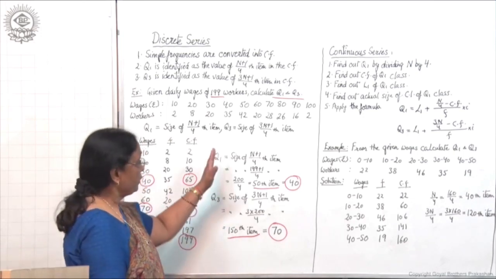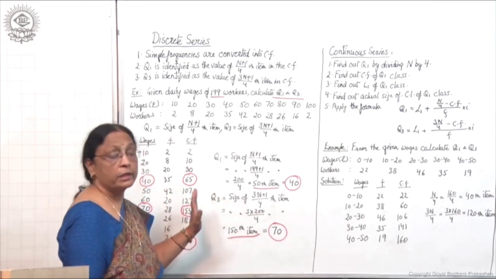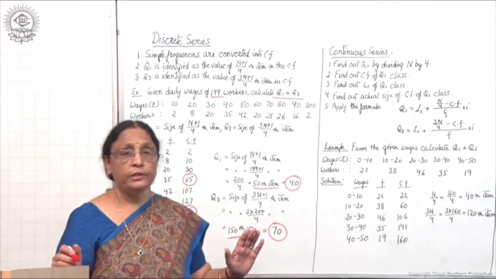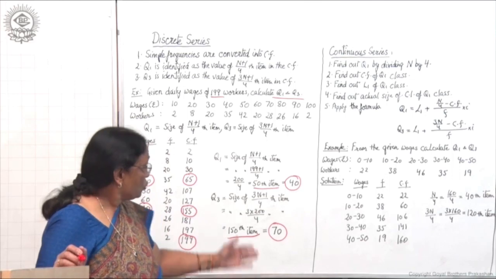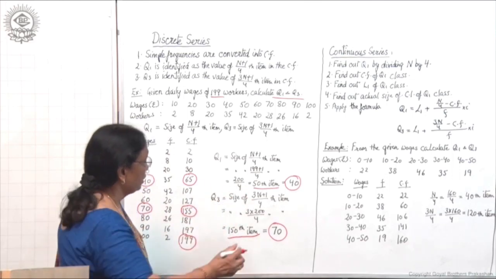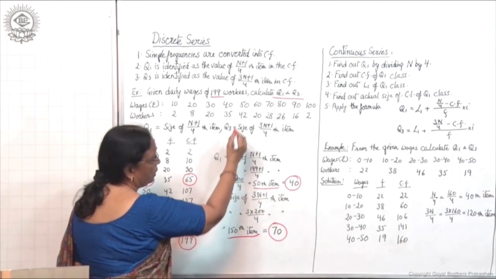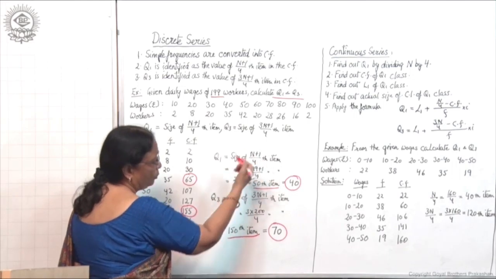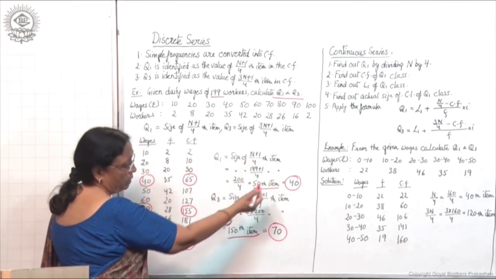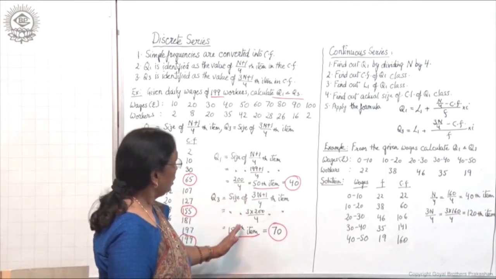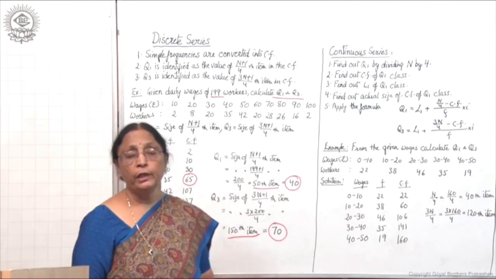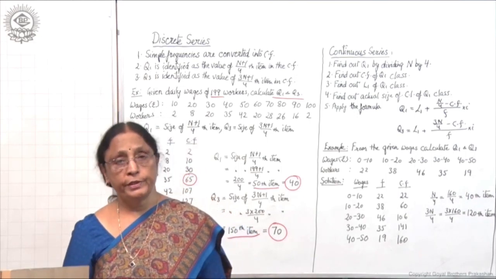So, this is very interesting. Stats is very interesting. You can say it is a game of numbers, so it is very easy to learn. The only thing is, learn the method properly, learn the formula, put the values and get the correct answer. So, this way we calculate Q1 and Q3 in case of discrete series.